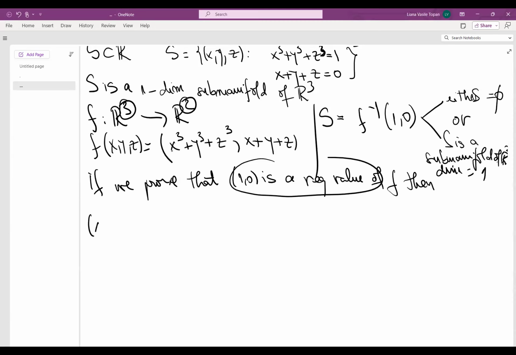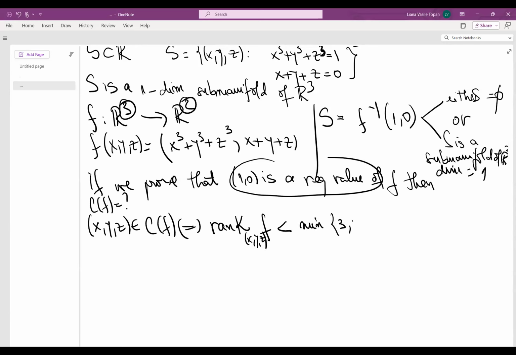So we want the critical points of the function. A triple x, y, z is a critical point if and only if, by the definition, the rank of f at the point x, y, z is strictly less than the minimum between the dimension of the domain and codomain. Now, this minimum is 2. So this says that the rank of f at the point x, y, z strictly less than 2 is 0 or 1.